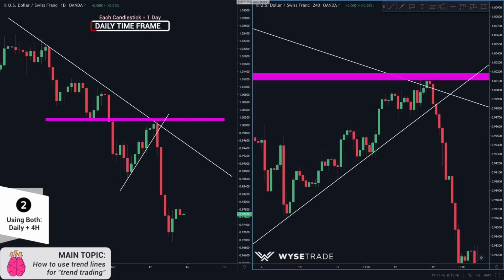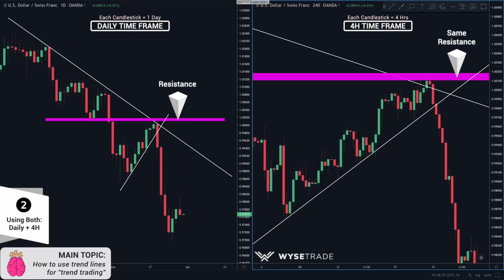This chart on the left is your daily time frame, meaning each candlestick represents 1 day. The chart on the right is the 4-hour time frame, meaning each candlestick represents 4 hours of time. Here is the resistance level on the daily time frame, and here is the same resistance level on the 4-hour time frame. Here is the long-term trend line on the daily time frame, and here is the same long-term trend line on the 4-hour time frame.